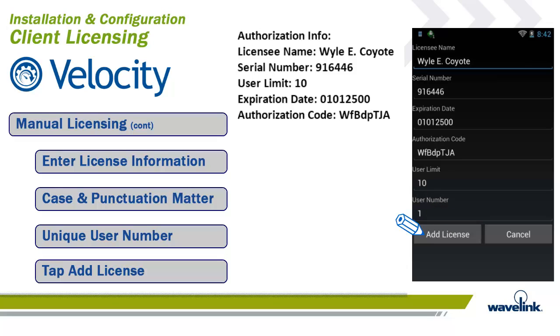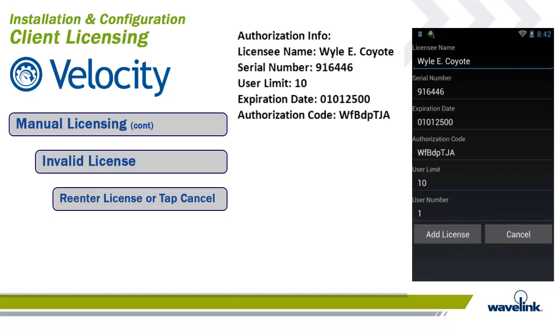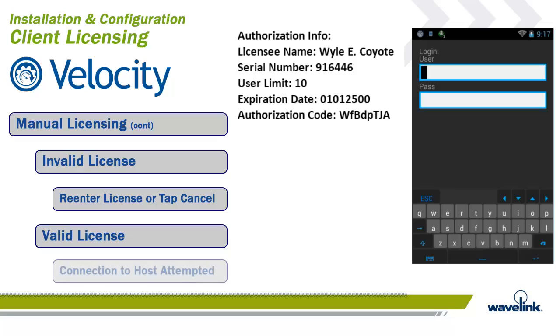When finished entering all the data, tap Add License. If the license information entered was not done correctly or an expired license was used, the window will show an invalid license message. Your choice is to re-enter the license data and try again, or to tap Cancel and run in demo mode until a valid license is obtained. If all license information is valid, a connection to the host is attempted. Once the license is manually entered into the smart device, the connection to any future host will be seamless. You should never see the applet to select demo mode or add a license.